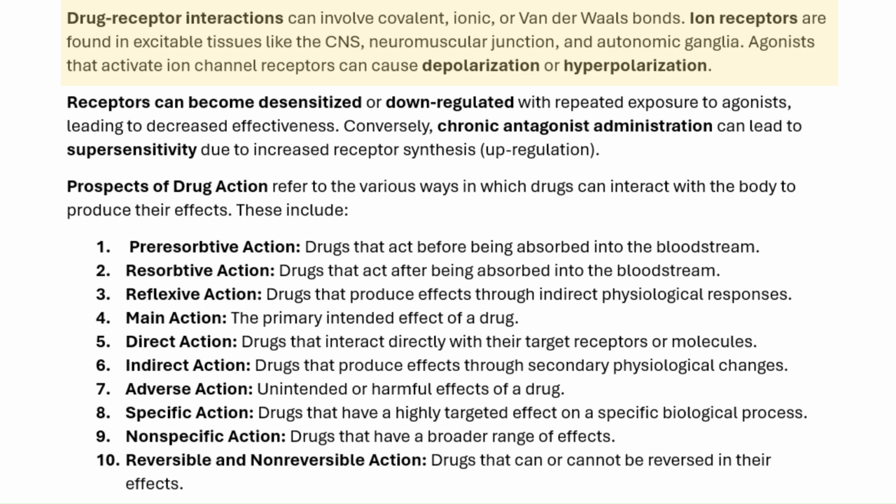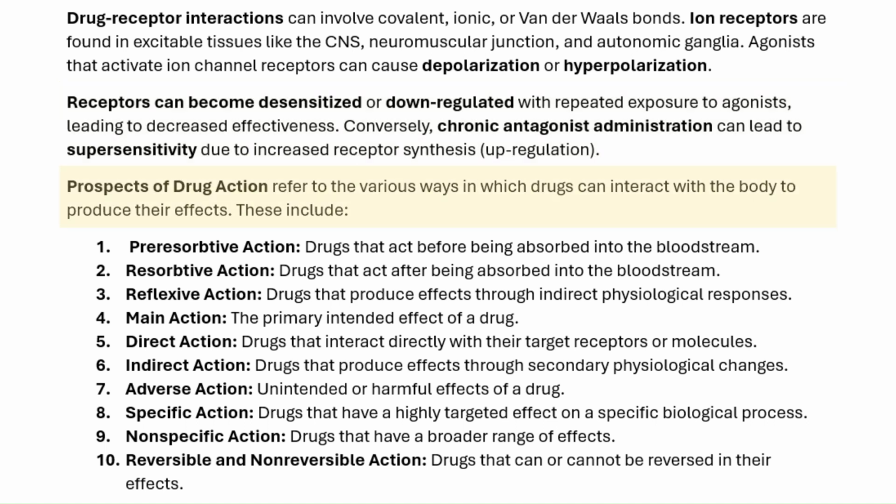Ion receptors are found in excitable tissues like the CNS, neuromuscular junction, and autonomic ganglia. Agonists that activate ion channel receptors can cause depolarization or hyperpolarization. Receptors can become desensitized or downregulated with repeated exposure to agonists, leading to decreased effectiveness. Conversely, chronic antagonist administration can lead to supersensitivity due to increased receptor synthesis, or upregulation.